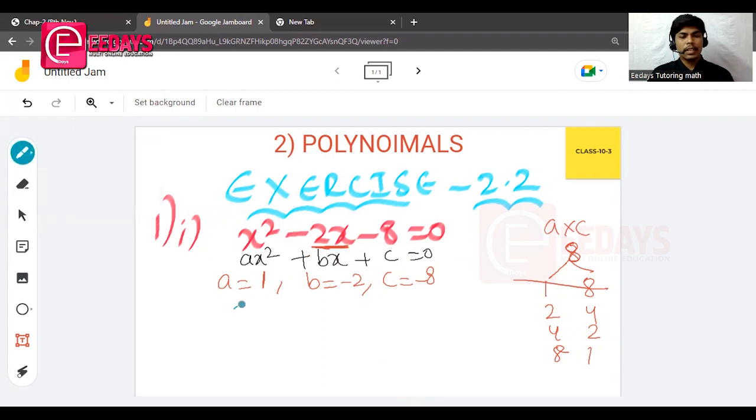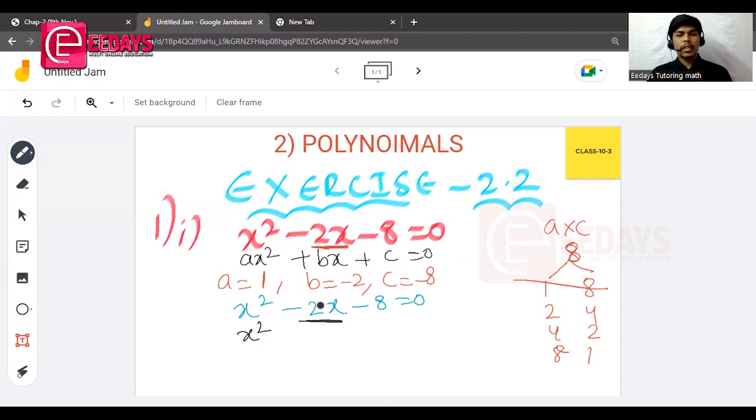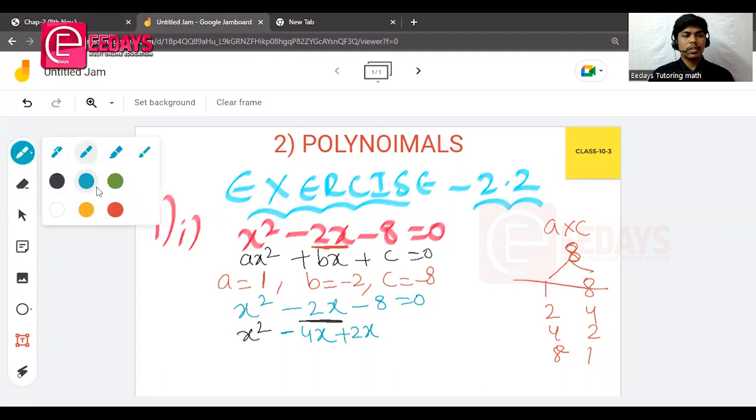So that's why I just write x square minus 2x minus 8 is equal to 0. In there, for x square, we are doing only splitting the middle term. Minus 2x, we can write it like minus 4x plus 2x, and minus 8. Similarly, you can write minus 2x like this.